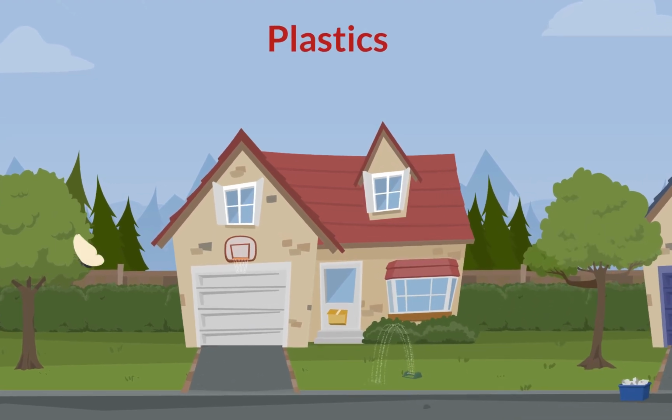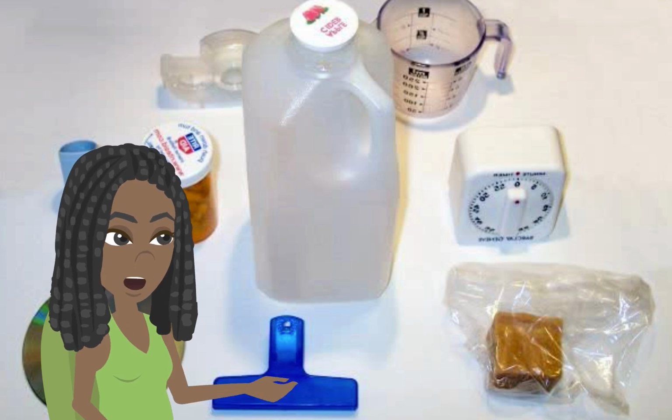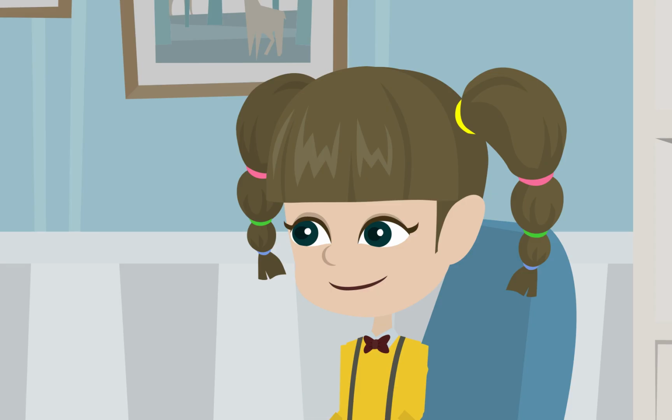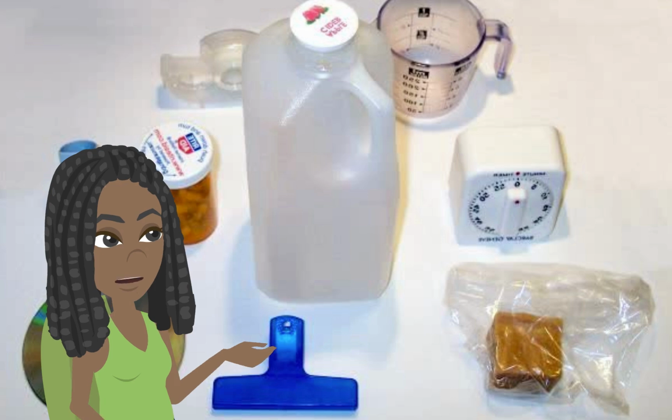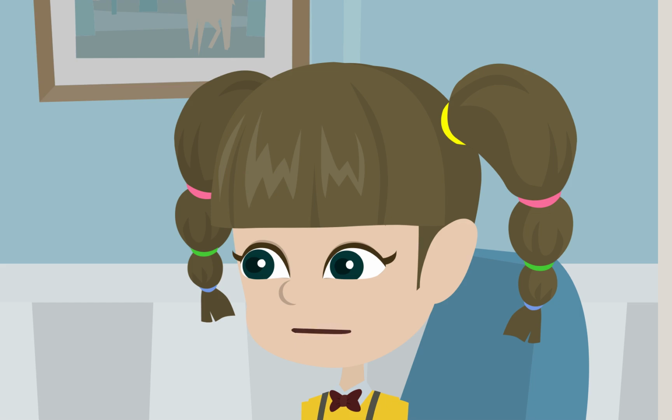Plastics. Plastic is a versatile material that can be molded into all sorts of shapes and sizes. Things like toys, containers, furniture, and even car parts are made of plastic. Wow, that's a lot of things. How is it possible to make so many different things from plastic?